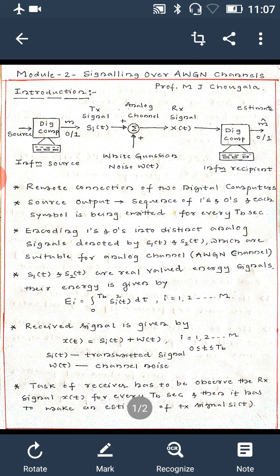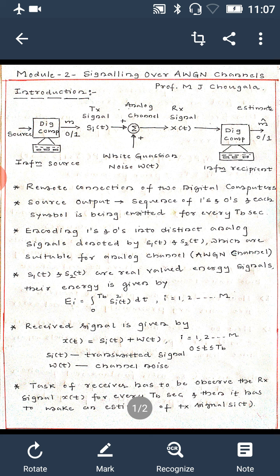And Gaussian is the name of the person who studied this noise. That's why the noise is called AWGN noise, and the channel characterized by this noise is called the AWGN channel. When the transmitted signal Si of t is combined with additive white Gaussian noise during transmission, the resultant received signal is denoted by X of t, which is the sum of the transmitted signal Si of t and additive white Gaussian noise W of t.